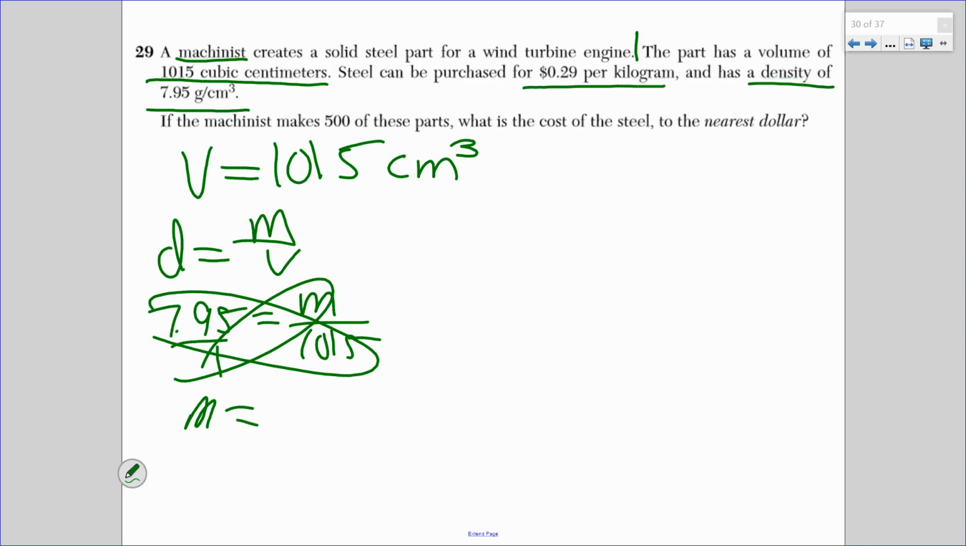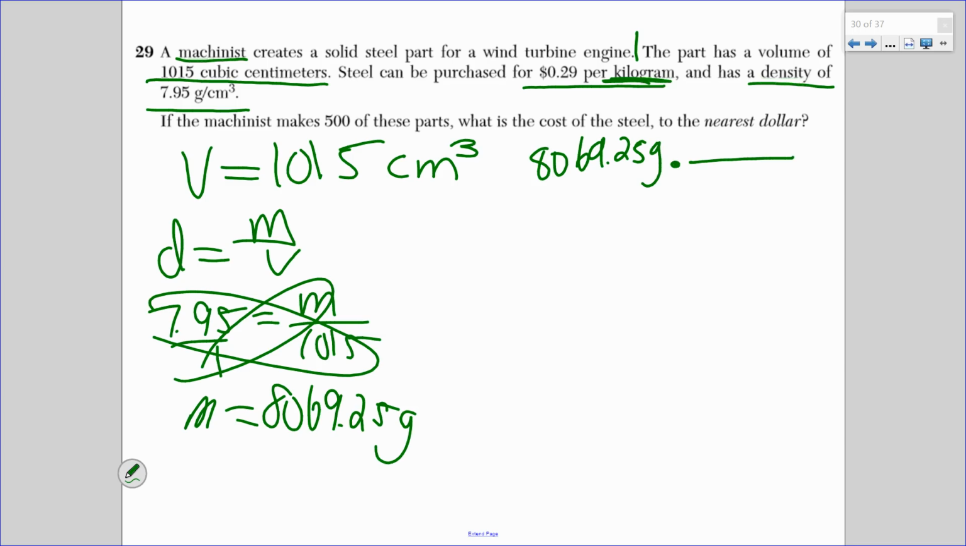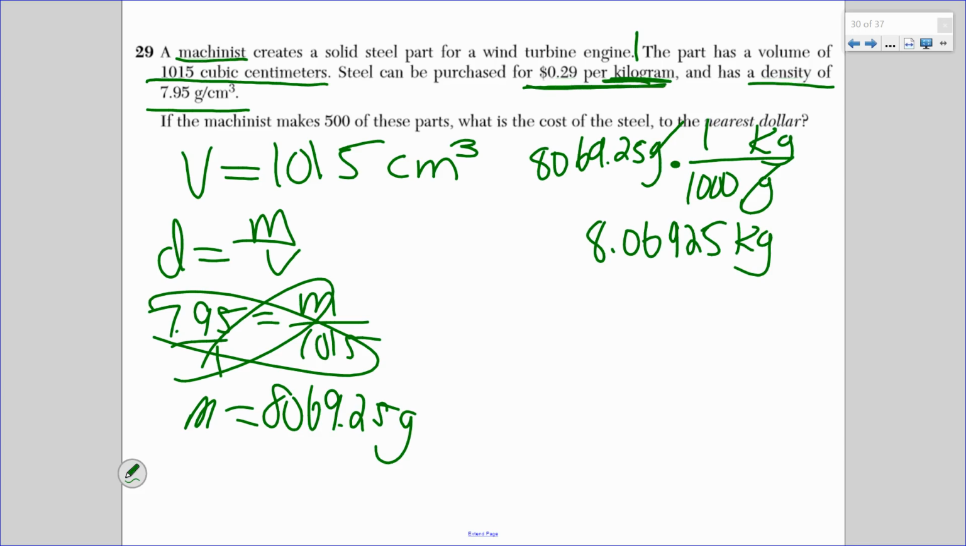I get M equals 8,069.25 grams. Well, great, but they want the cost in kilograms. So I have to take that 8,069.25 grams and convert it to kilograms. There are 1,000 grams in a kilogram. I do 8,069.25 divided by 1,000. It gives me 8.06925 kilograms. So the cost is 29 cents per kilogram.